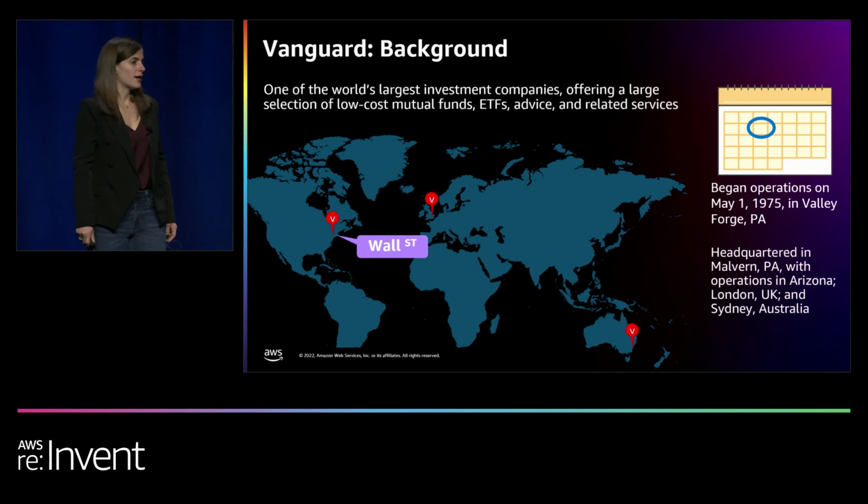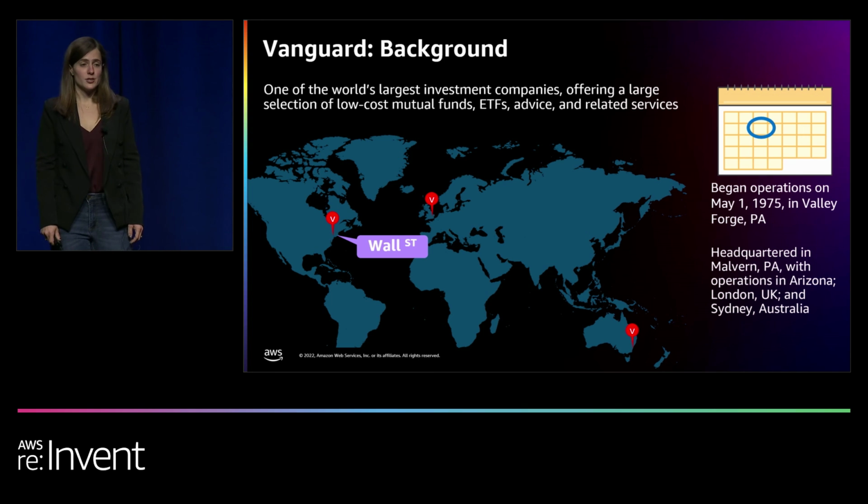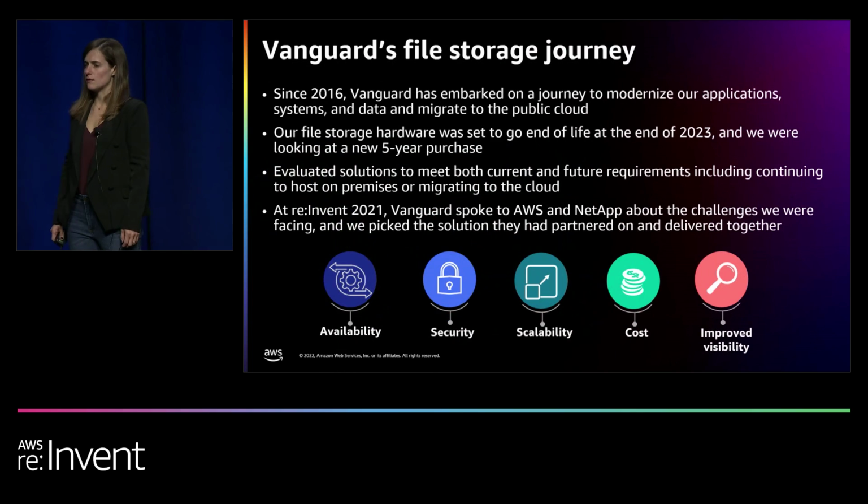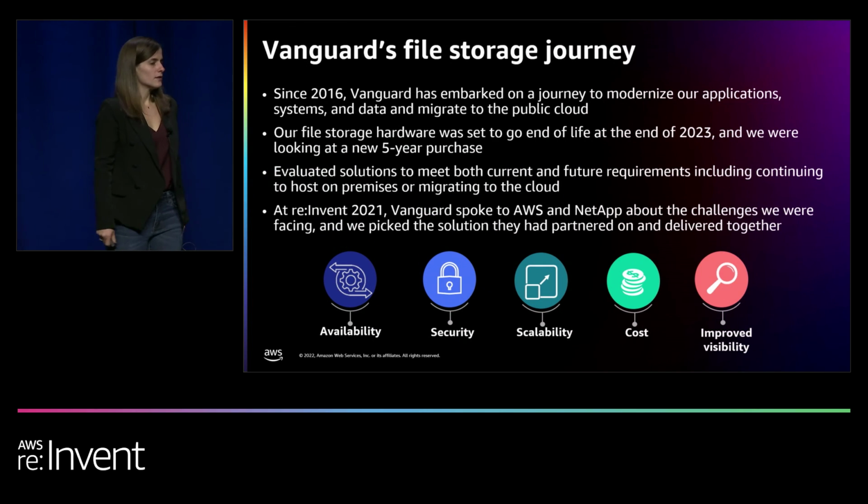So first and foremost, I'm really excited to be here on behalf of Vanguard. And for those of you who don't know who Vanguard is, we're actually one of the world's leading financial firms. We are based primarily out of Malvern, Pennsylvania, but we have offices worldwide. We began operations in 1975. Primarily, some of the products we provide are ETFs and mutual funds. That's what we're known for.